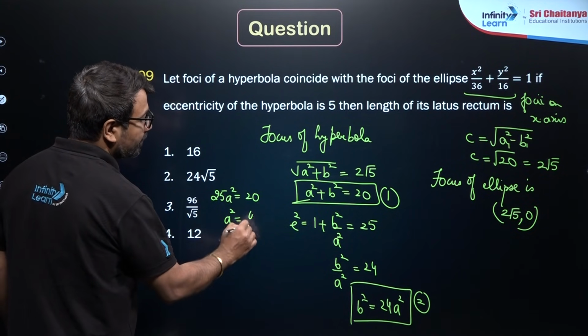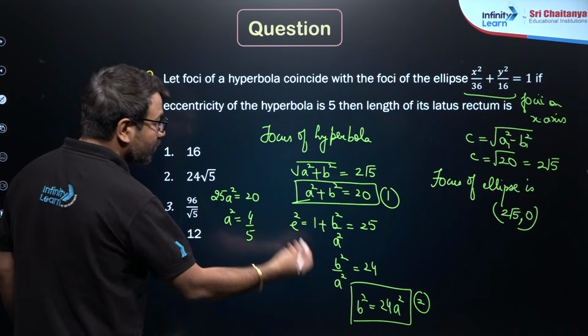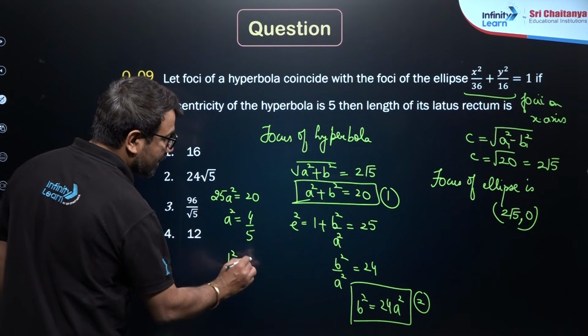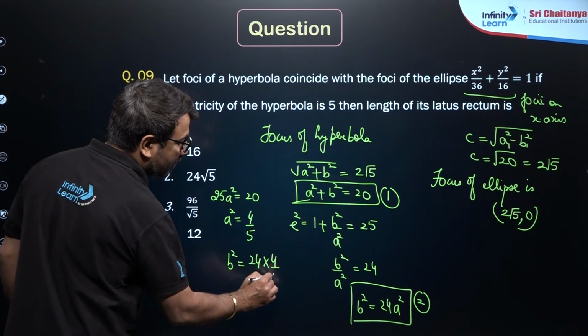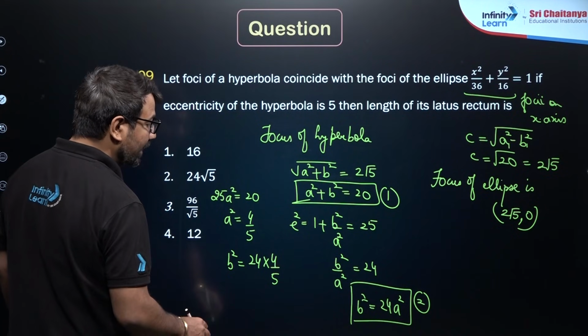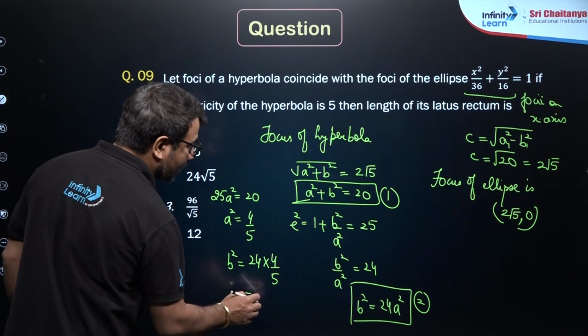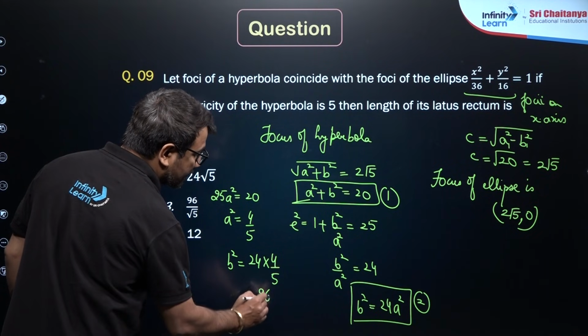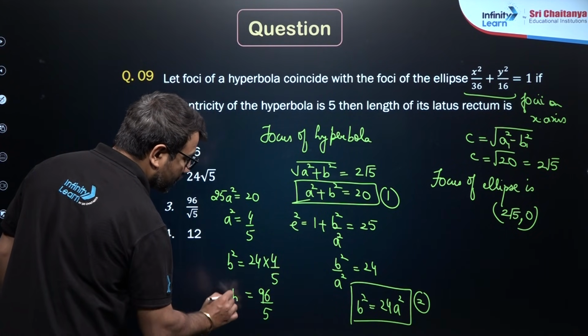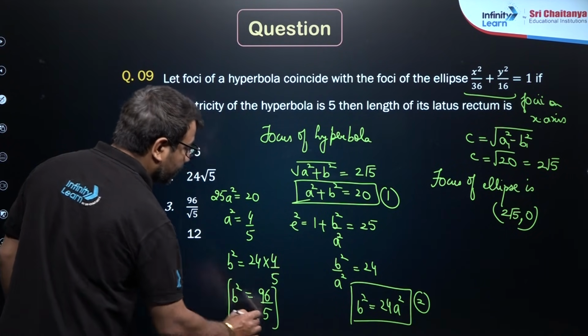A square value will become 4 by 5, and if you want to get b square value, that will become 24 times 4 by 5. That will help you out in 24 into 4. So that was 96 over 5, which is b square. I hope this is clear to you.